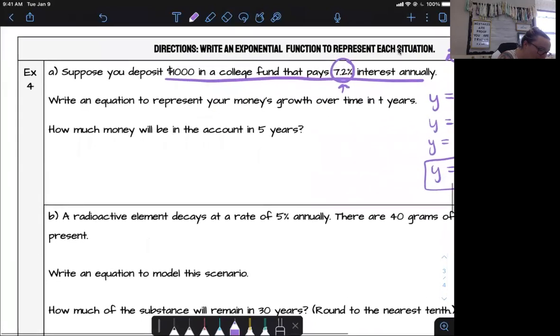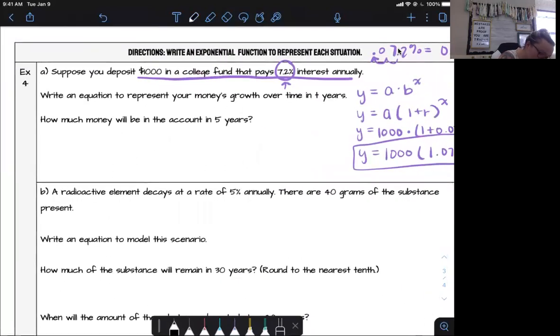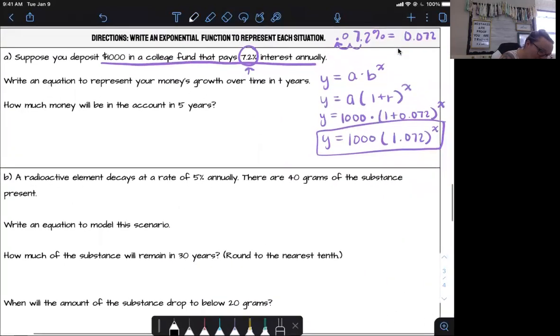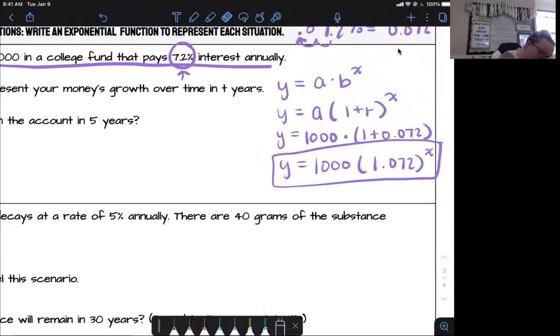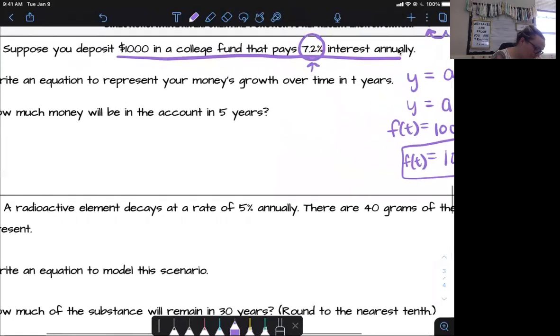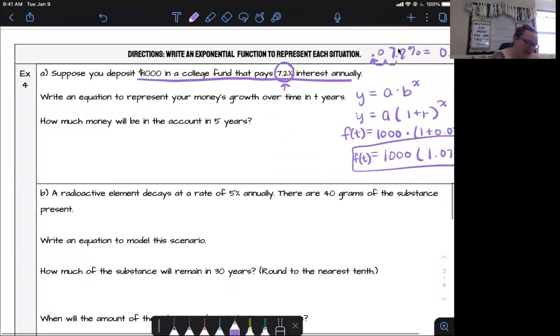So how much money will be in the account after 5 years? So what we're going to do is, oh, I just realized we were supposed to use t for our variable for time. There we go. And then I guess to be a little fancier, we also should have said f of t instead of y for how much money will be in that account over time. Our y value is a function of time. So how much money will be in the account in 5 years?